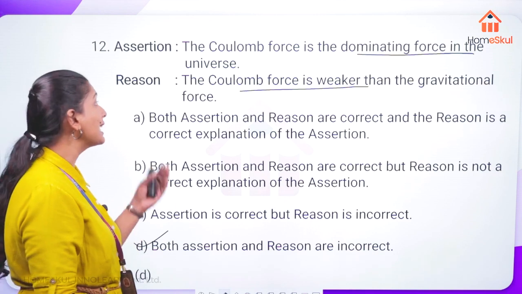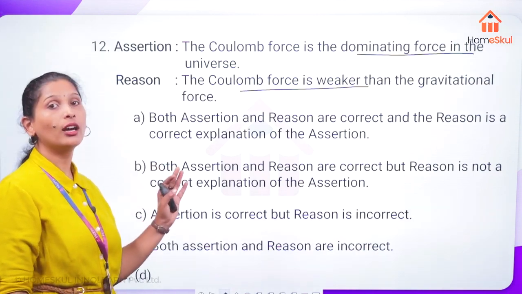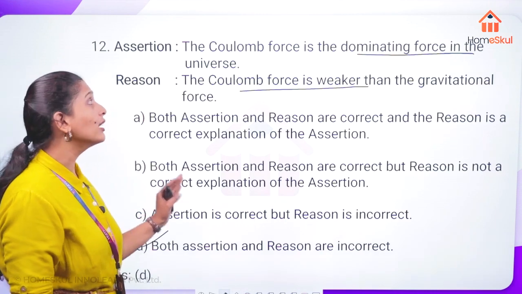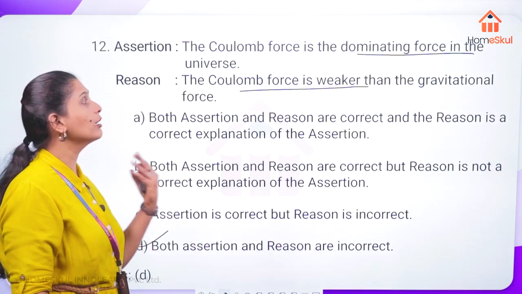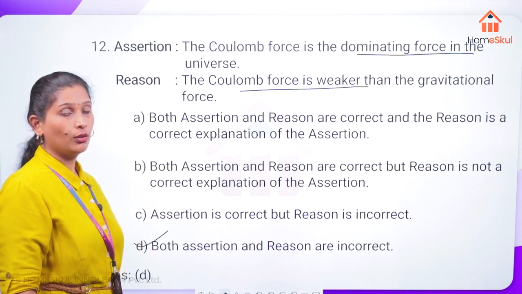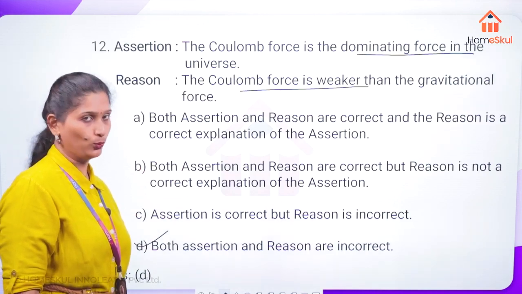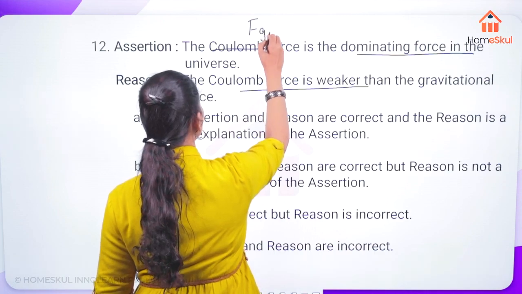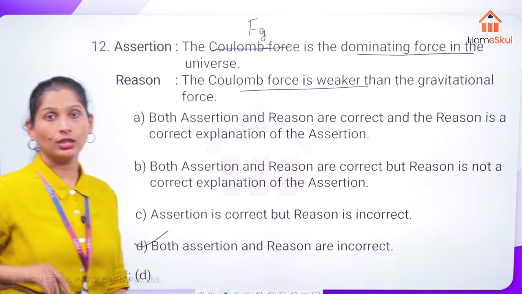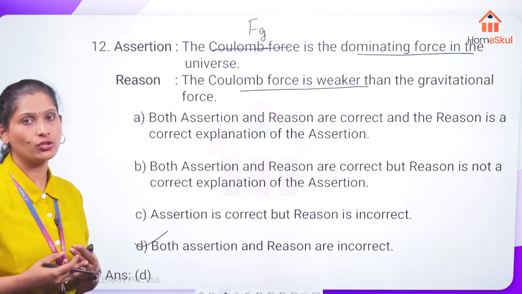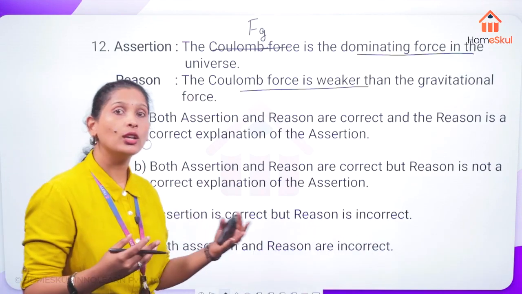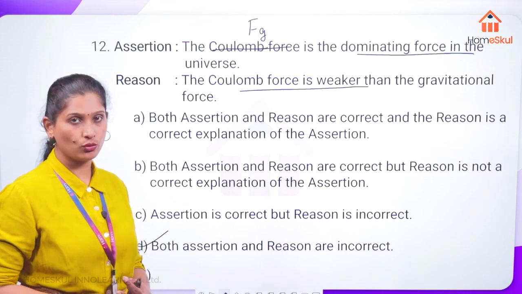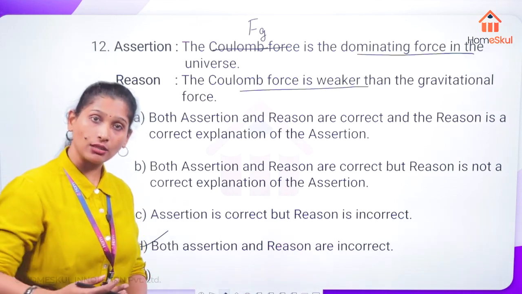That is, both assertion and reason are wrong. Why? Assertion says that Coulomb force is the dominating force in the universe. Is that so? No. But gravitational force is the dominating force in the universe. In the universe as such. That is the only universal law. Right? Gravitational law or gravitational force is a universal force. Clear? And that is the dominating force.